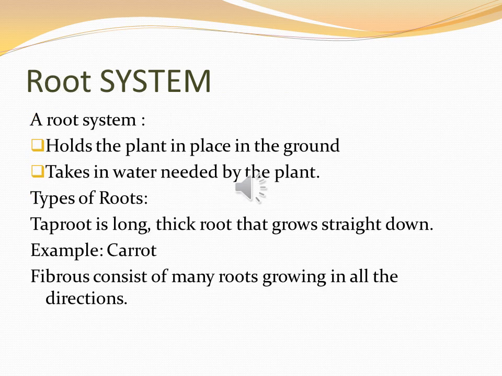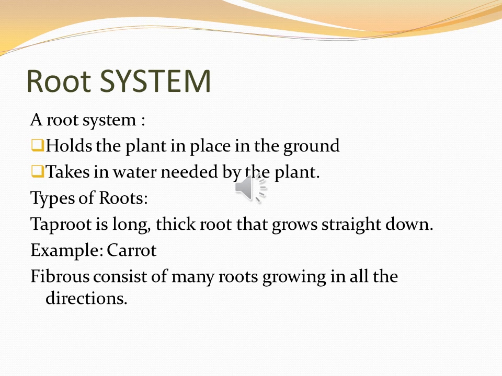Root system, function of roots. Basically, roots hold the plant in place in the ground, as well as they help to take in water needed by the plant. There are two main types of roots. Number one, taproot. Number two, fibrous root. Taproot is a long, thick root that grows straight down. Example is carrot. Keep one thing in your mind. Carrot is basically a root that is present underground, and it is an example of taproot.